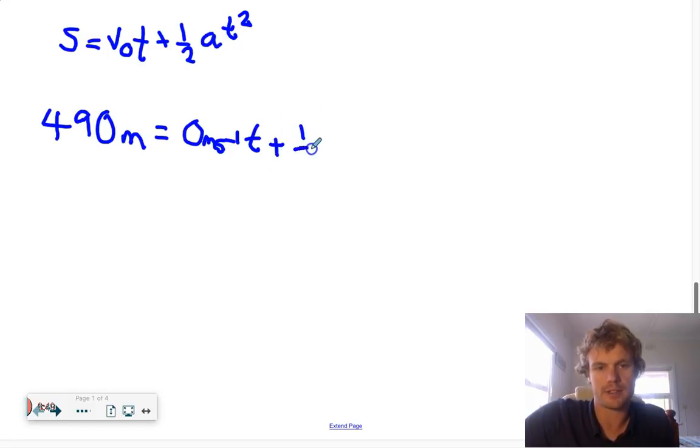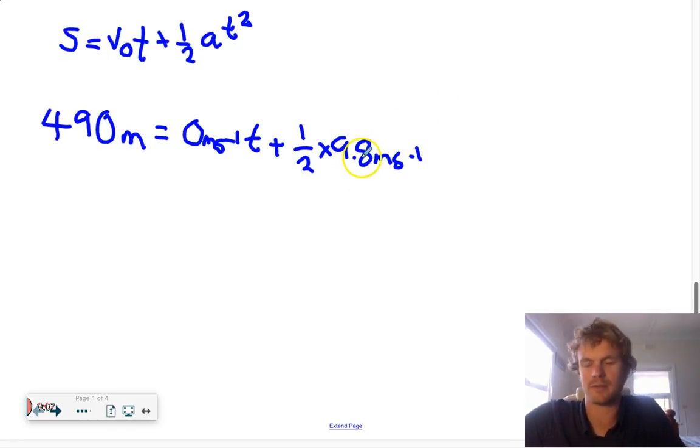Add half, which is 0.5. I'll write half because it's easier. Half times by A, which is 9.8 meters per second squared. That's just a given because we're on Earth. It changes slightly depending on where you are, but if we round it to two significant figures like we've got here, 9.8, this covers it fairly well. So we've got 9.8 and we don't know time squared still, so it's T squared.